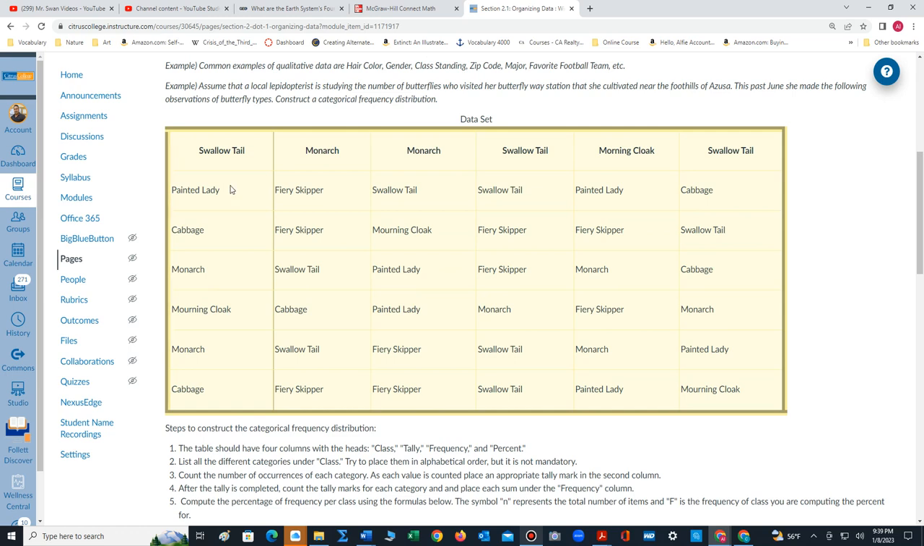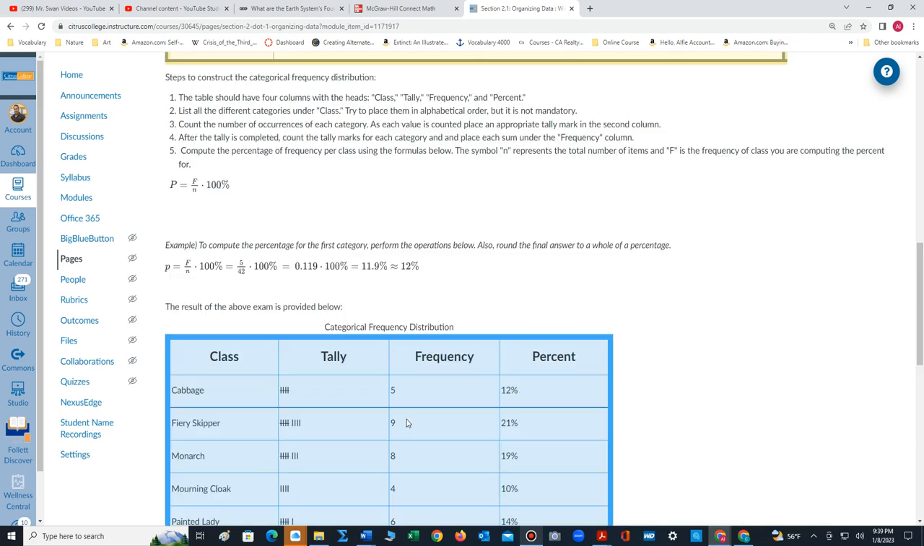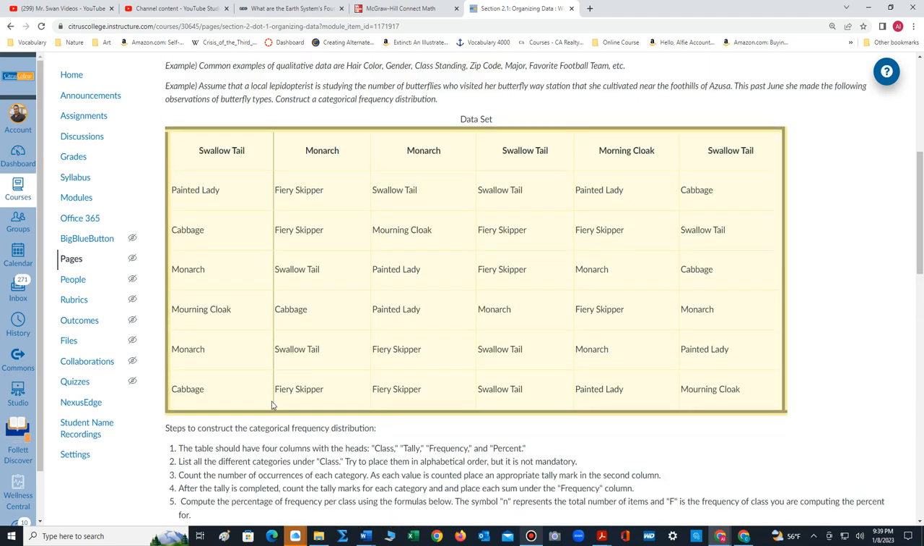The next step is we have to tally the data. So what that means is you look at the painted lady and you count all the observed painted ladies. So let's do that. So we have one, two, three, four, five. And so we would, let's see, make sure, let me go through it one more time.